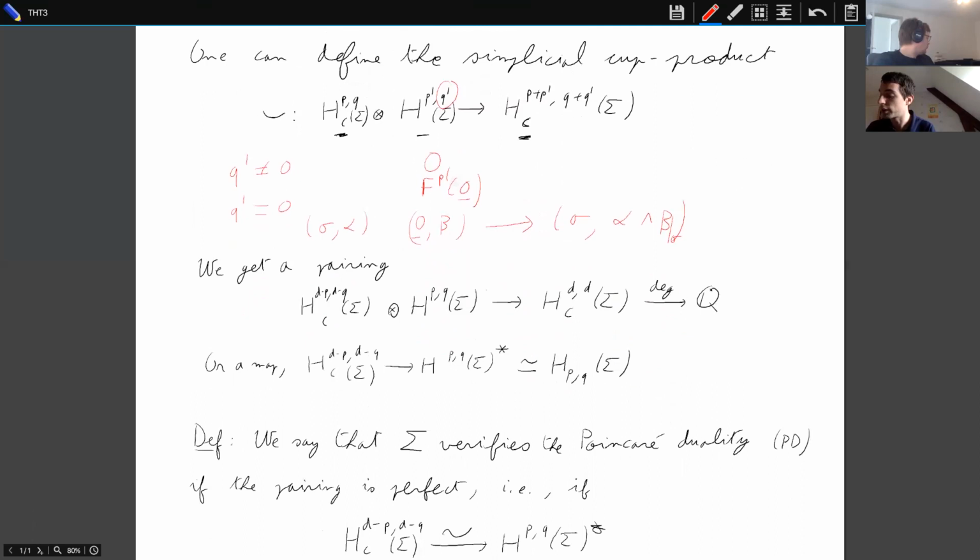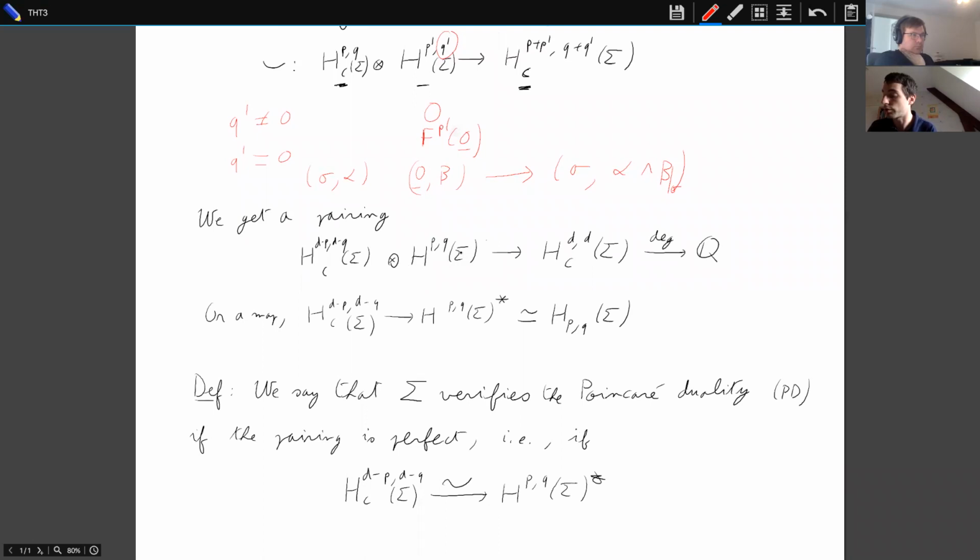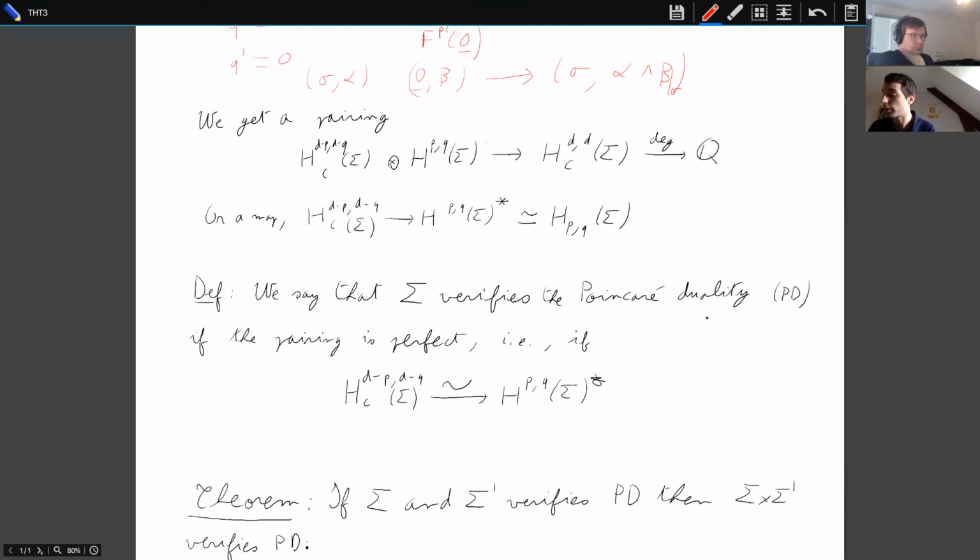And so we get a pairing. If I am in D minus P, D minus Q, and here something PQ, I can go into the top dimensional cohomology and take the degree. Or otherwise, we have a map from this to the dual of this. And we say that sigma satisfies Poincaré duality if the pairing is perfect, which is this is isomorphic to this.